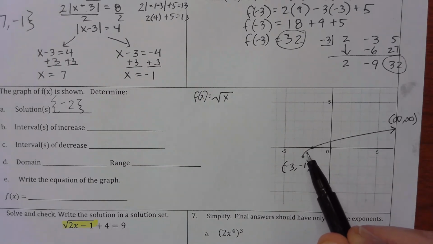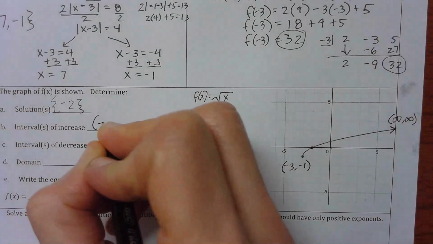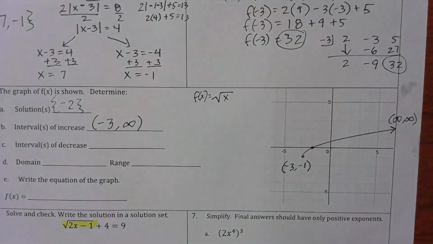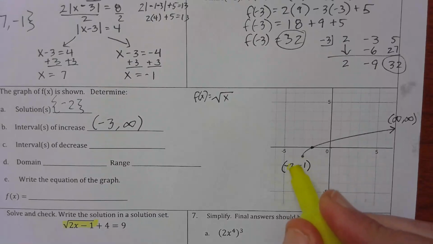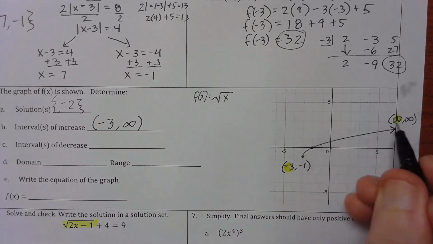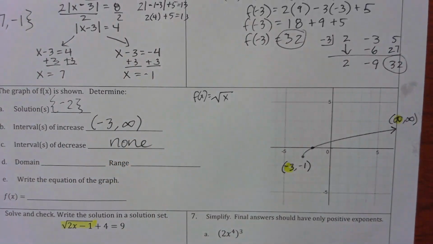So this graph increases from -3 to infinity. I frame the intervals of increase and decrease according to x coordinates. So -3 to infinity. Only the x's matter for intervals of increase and decrease. Now, if the whole graph is increasing, that means there is no decreasing part of the graph.